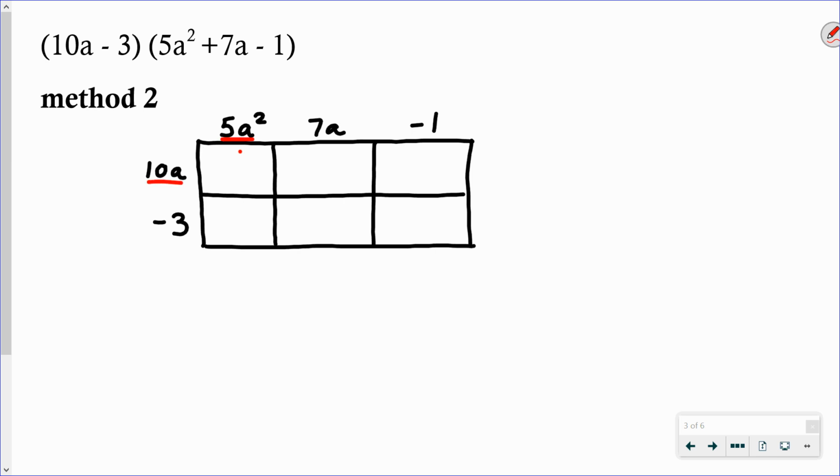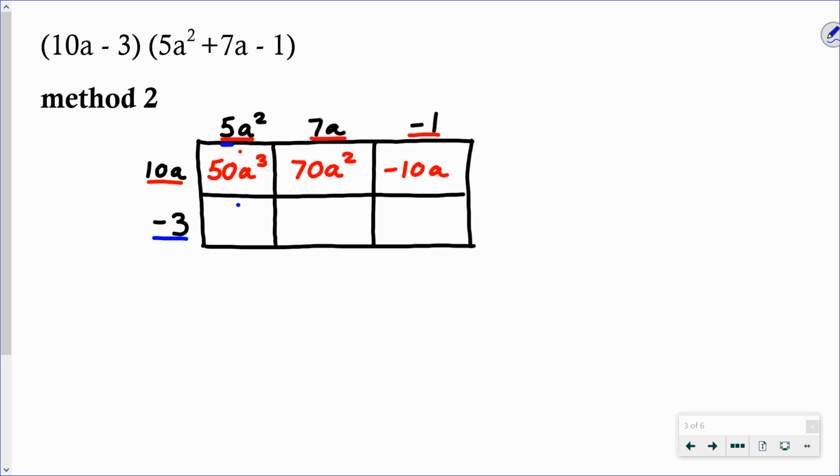For this first box here, I'm going to multiply 5a squared times 10a. That gives us 50a to the third. And then for the next box, I'm going to multiply the 7a times the 10a, so 70a to the second. And then you multiply the negative 1 times the 10a, which is negative 10a.